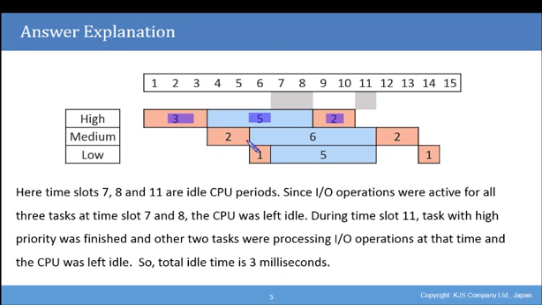However, we've also got to take into account our medium and low priority tasks. So when we finalize the drawing that we have here, what we can see is in the sections 7, 8 and 11, we have an idle CPU, i.e. it is not being used for CPU operations. These are purely I/O operations. Therefore, if we add up all the time slots here, we gain 3 milliseconds of idle time. So our answer is going to be 3 milliseconds as shown here.